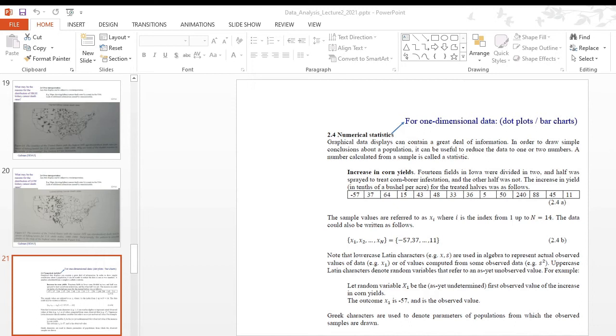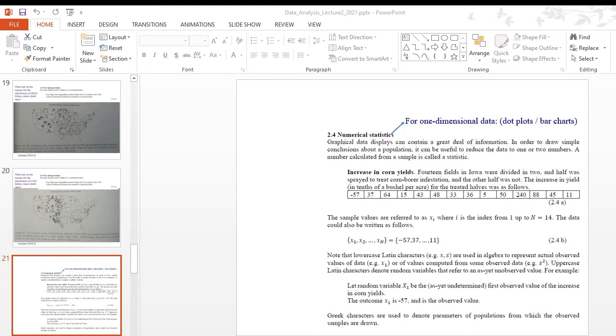So the example is, you imagine someone's done an experiment, and this is section 2.4a. The experiment is described in the caption of the table, as it should be. Increase in corn yields is the experiment. 14 fields in Iowa were divided in two. Half was sprayed with some chemical to treat a pest, and the other half was not sprayed. The increase in yield in some unit for the treated halves was as follows.